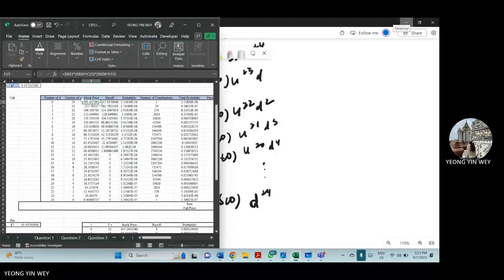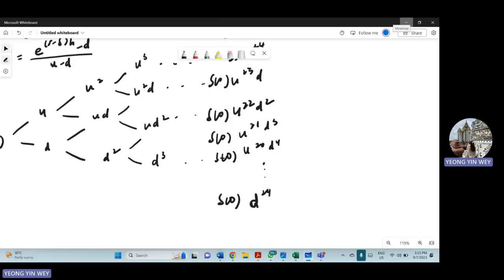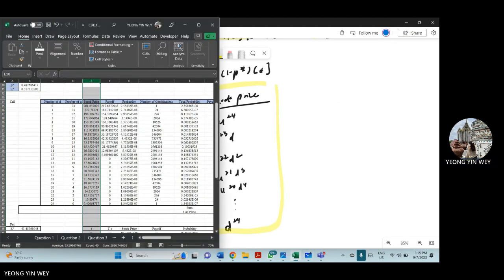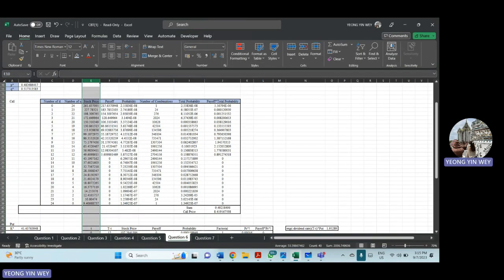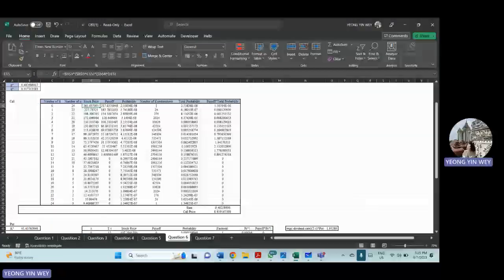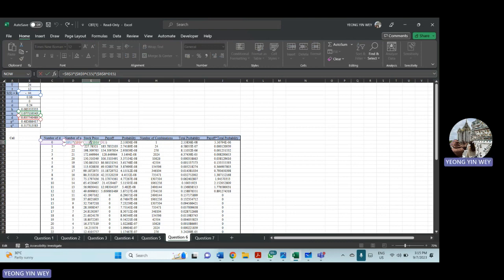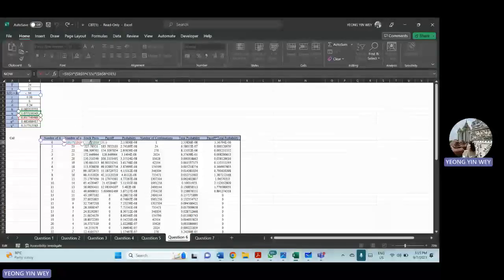Okay, the formula, the way of doing this, is equal to this part, which is basically this part for this column of the table. After calculating the stock price, we use the stock price times U to the power of the number of U times D to the power of the number of D for each one.